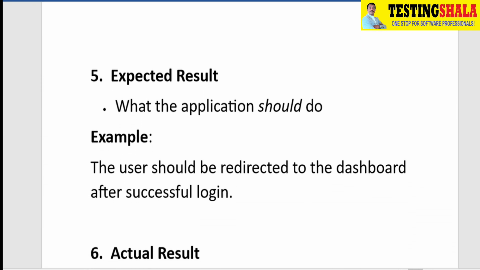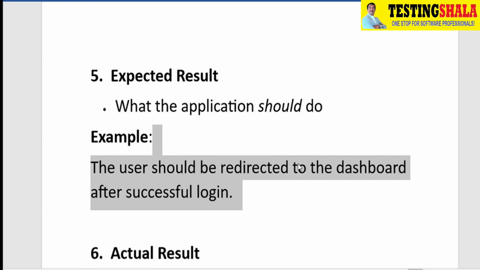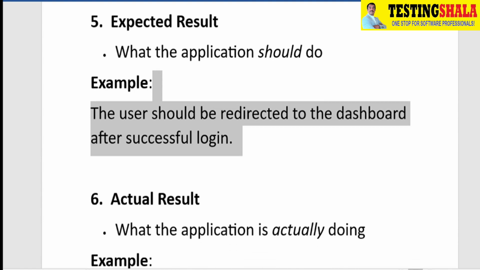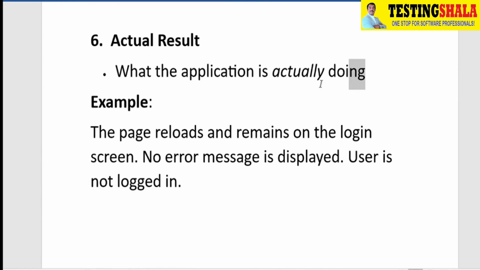The next one is the expected result. Here, what should the application do when we give the right username and password and click on the login button? Basically, the user should be redirected inside the application after successful login, where we should be able to see the dashboard. But what is actually happening, we have to clearly define in the actual result. Here, after giving credentials, it is not throwing any error message, but the user is also not able to go into the dashboard.